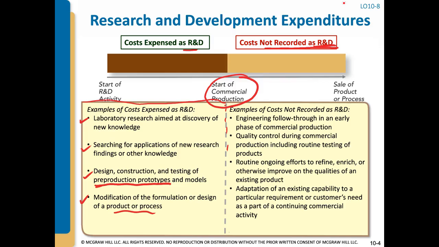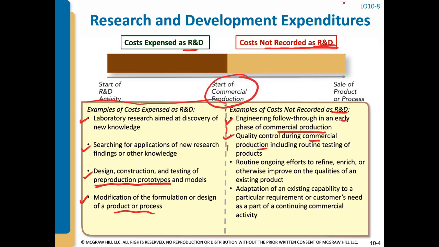Here are examples of costs not recorded as R&D. So that does mean it could be an expense, but not as an R&D expense. If you have engineering follow-through in an early phase of commercial production. So even though it's early phase, it's still in commercial, it is not R&D. Quality control during commercial production, including routine testing of products. Again, during commercial production, so it's after the start of production, so it's not R&D.